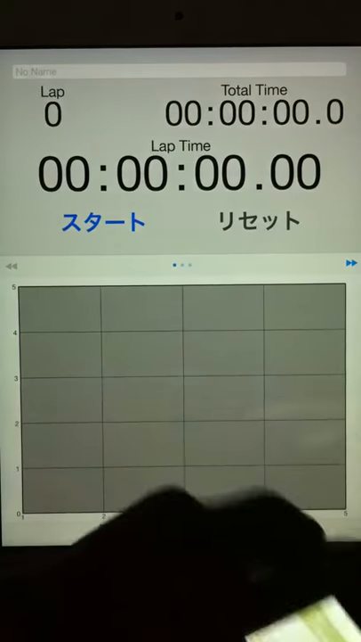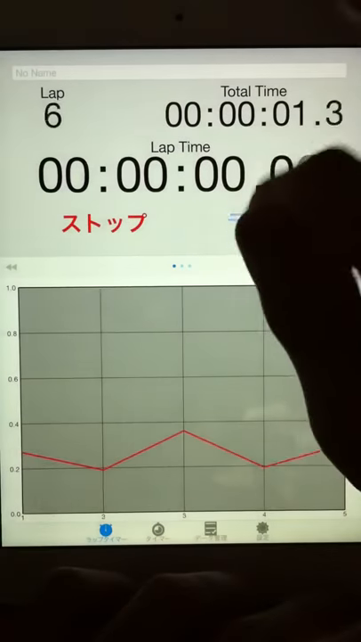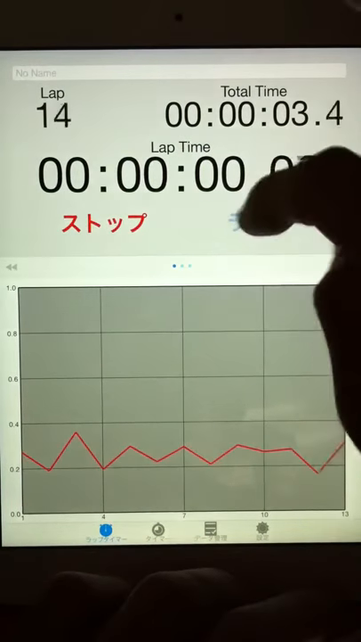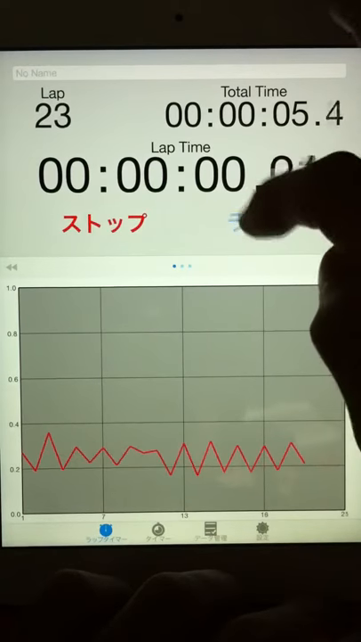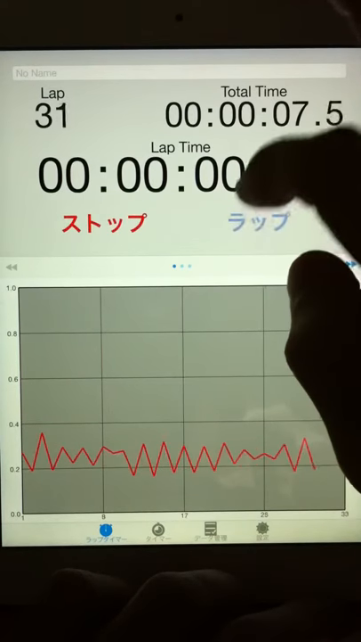Let's start tapping. Recording. 1, 2, 3, 4.